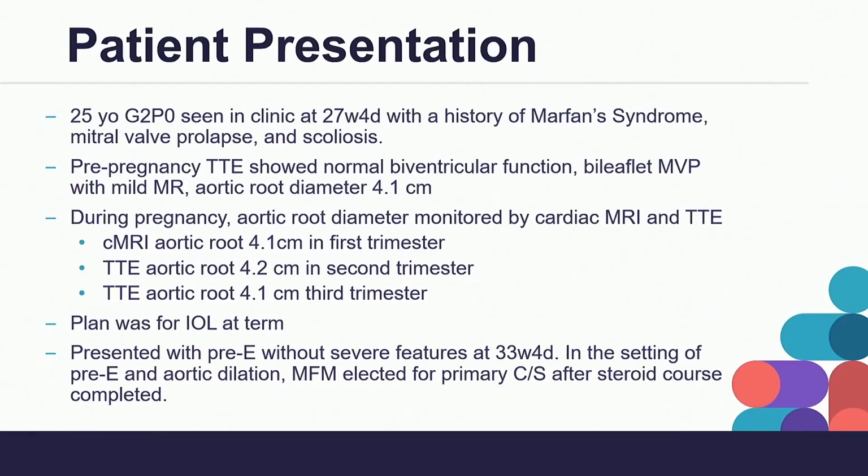Her aortic root diameter was monitored during her pregnancy and stayed pretty stable, which was great. And so a tentative plan was made for induction of labor at term. Unfortunately, at 33 weeks and 4 days, she presented with preeclampsia without severe features. And so in the setting of the pre-E plus her pre-existing aortic dilation, after some multidisciplinary meeting and conversation, the MFM team elected to do a primary cesarean section after giving her a steroid course for fetal lung maturity.